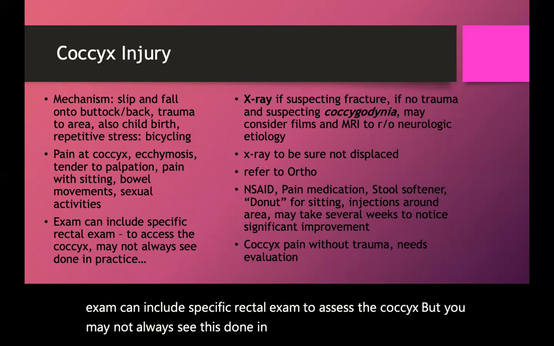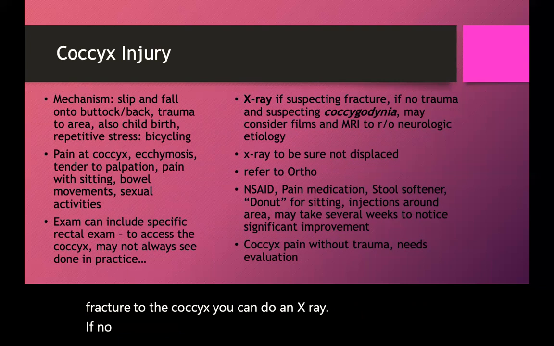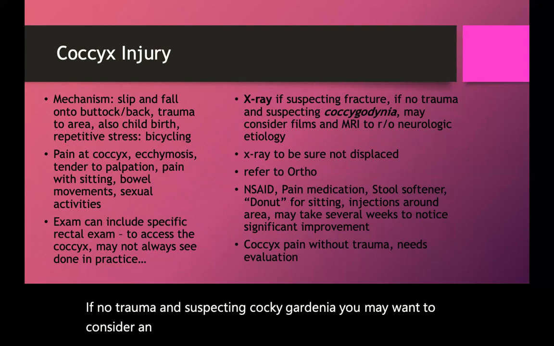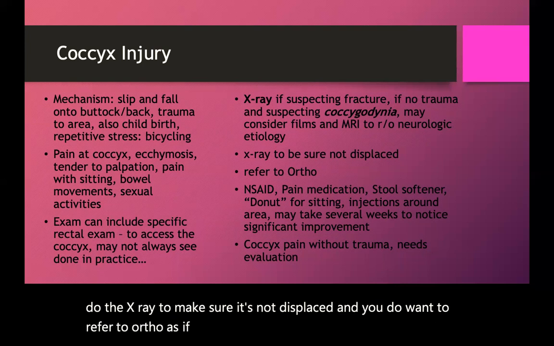practice. If you do suspect a fracture to the coccyx, you can do an x-ray. If no trauma and suspecting coccygodynia, you may want to consider an MRI to rule out a neurologic etiology. You do want to do the x-ray to make sure it's not displaced, and you do want to refer to ortho if the pain continues.